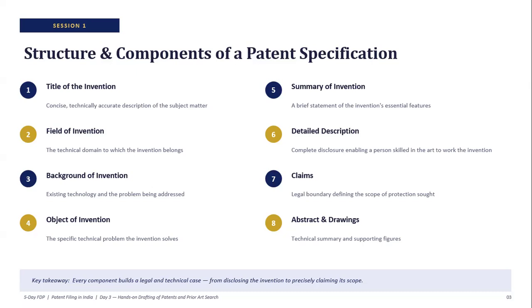We then arrive at the claims. Claims are particularly important because they define the legal boundary and the scope of protection being sought. Finally, we have the abstract and drawings which provide a technical summary and visual representation where appropriate. Therefore, every component of a patent specification has a specific purpose. Together, these components create a coherent technical and legal case for protecting the invention.